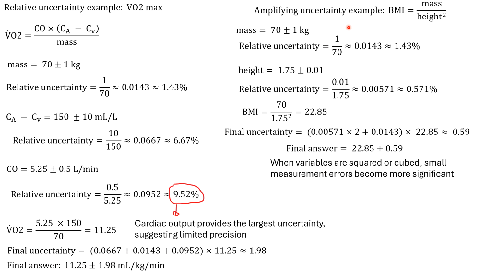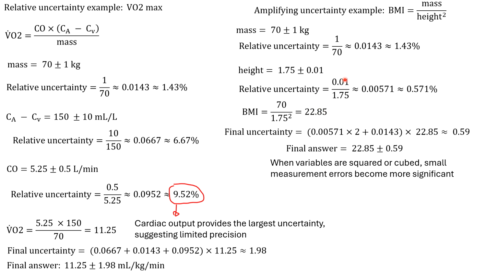Last one, amplifying uncertainties. So this is when there's a power involved. It could be squared or cubed. So mass over height squared. Mass, again, I do the relative uncertainty for both of them. And then I do the final answer for BMI. 70 over 1.75 squared equals 22.85. This is the final answer.